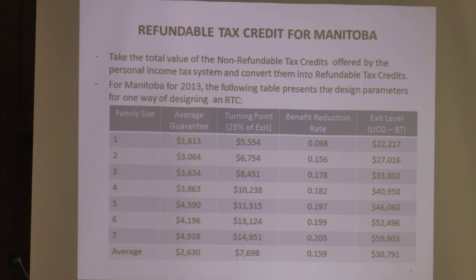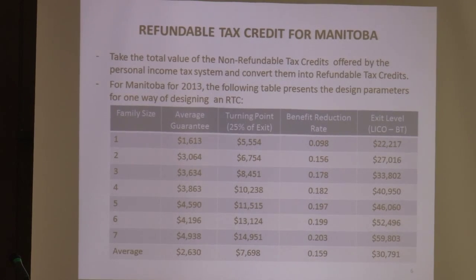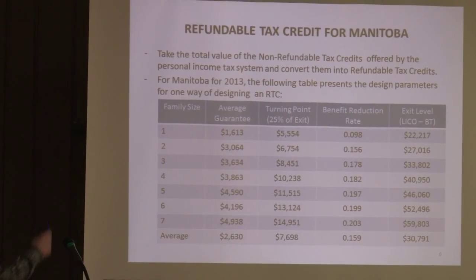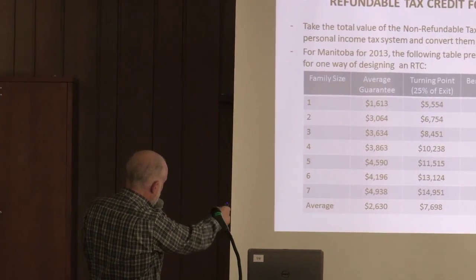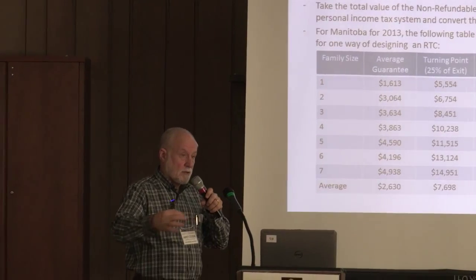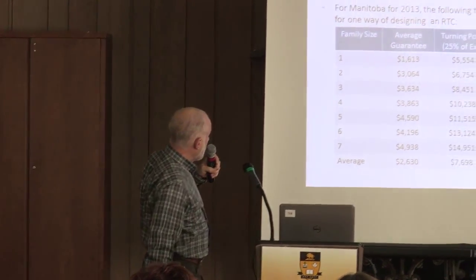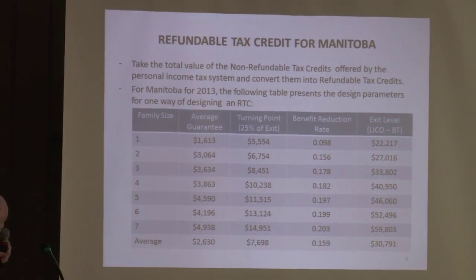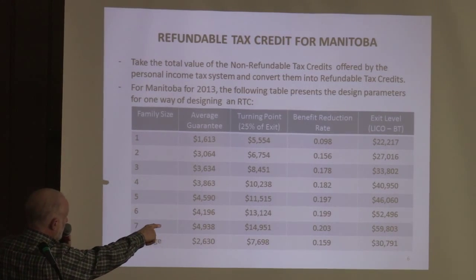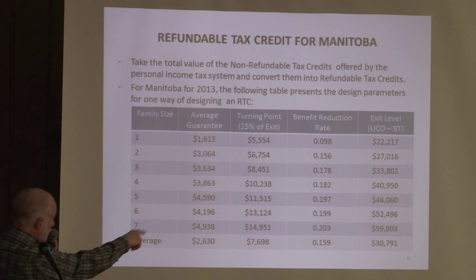So Wayne Simpson and I have been doing some work using the SPSDM model to model this at the federal level. So I put together an example of what such a program would look like at the provincial level. So the average guarantee is the total value of the non-refundable tax credits. Just very quickly, you see that the average guarantee varies by family size, because the number of non-refundable tax credits people would get would vary. I've set the turning point at 25% of the exit, a variable benefit reduction rate so that the exit level is the LICO, the before-tax LICO, which of course varies by family size.